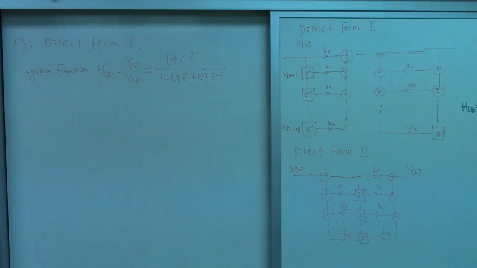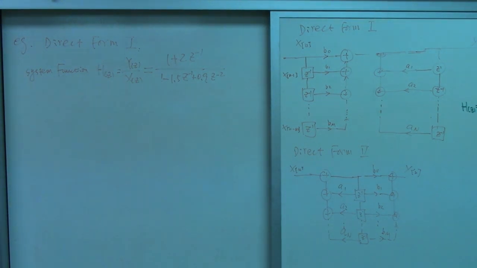So yn equals, all this add up together, equals xn times 1, plus 2 times xn minus 1. That is correct for the input part. For the feedback, yn equals all this plus 1.5 yn minus 1. But in the formula it is minus 1.5, but it will be on the left hand side.